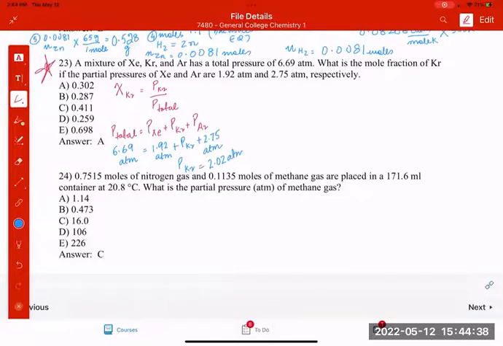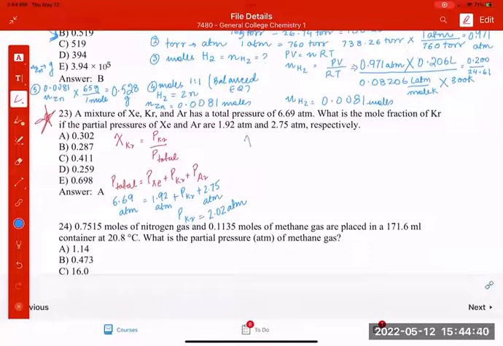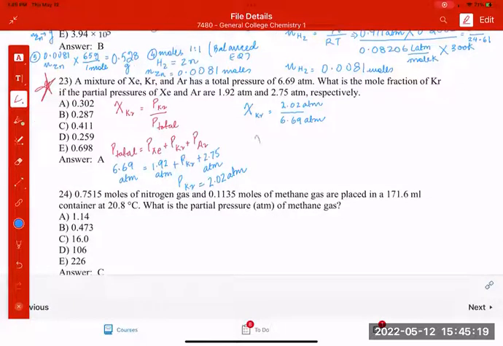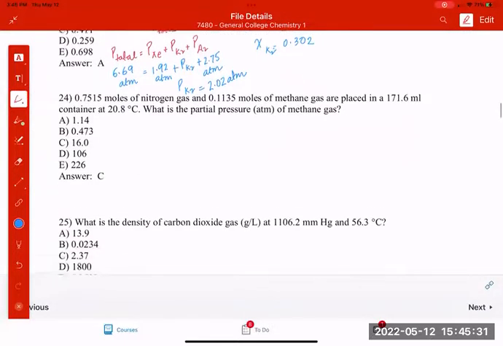2.02 ATM. Okay, so next, the mole fraction of krypton is equal to the partial pressure, 2.02 ATM, over the total, which is 6.69 ATM. Okay, what do you get here? So this is equal to 0.3012 or whatever. This is the mole fraction. Okay. All right.